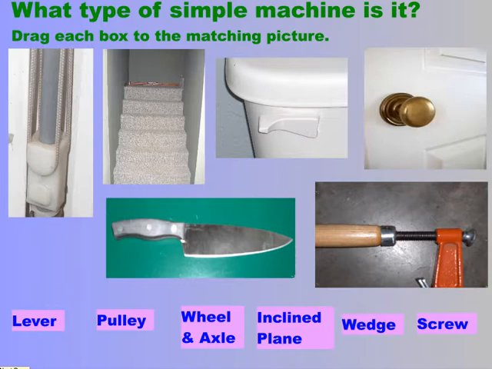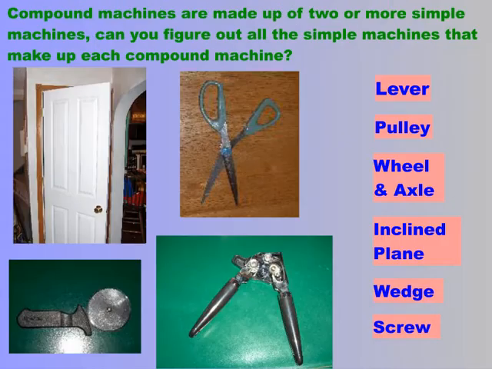We'll actually do this in class, so we'll go through and see if we can match up these different items. You can try this on your own now, see if you can figure out what they are, and we'll talk about which one's which in class tomorrow. Compound machines are machines that are made up of 2 or more simple machines. As simple as a scissors looks, it's actually a compound machine, and again, we'll go through this activity tomorrow in class.